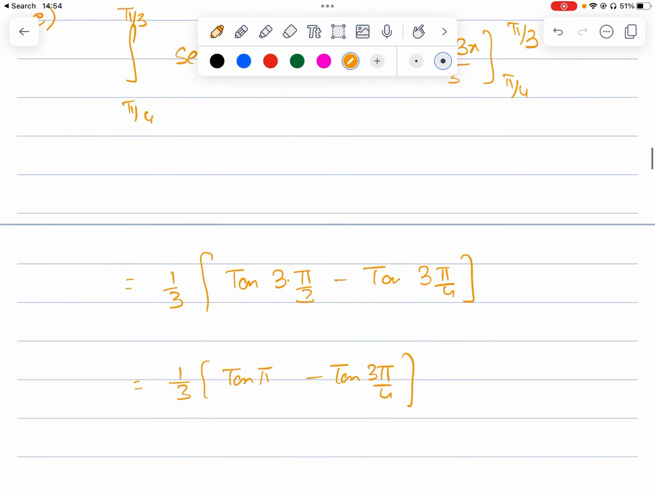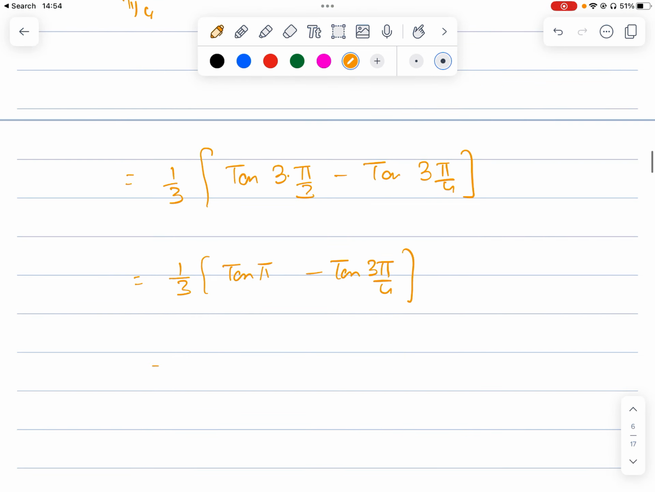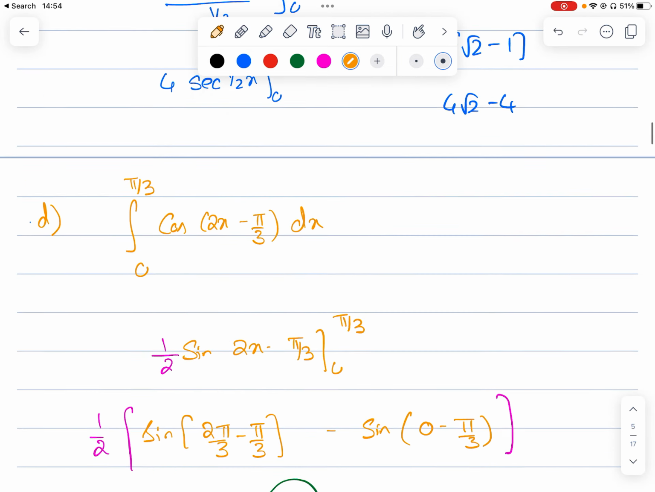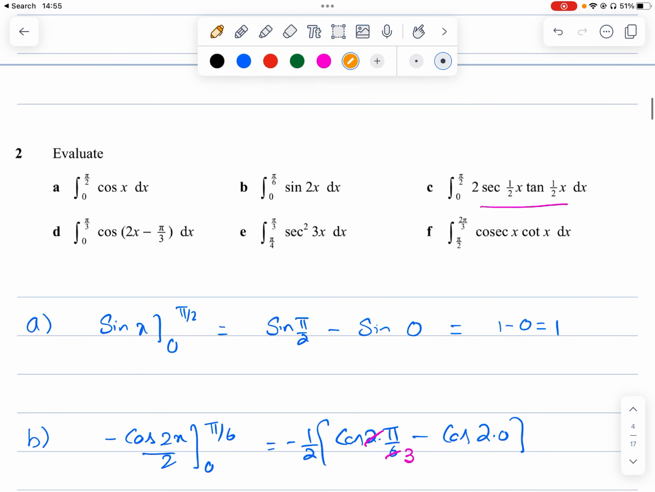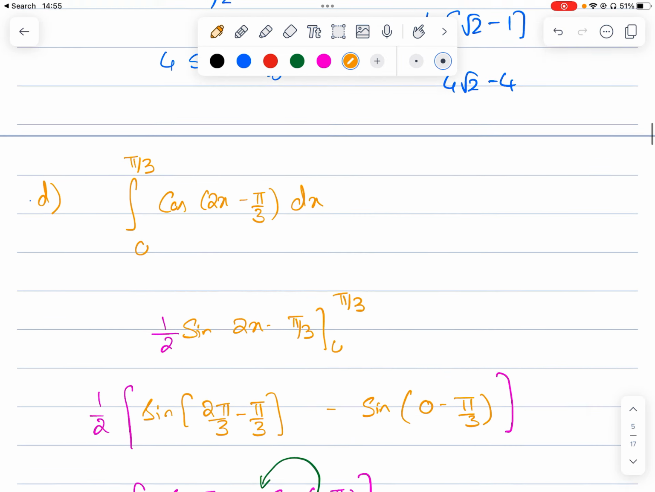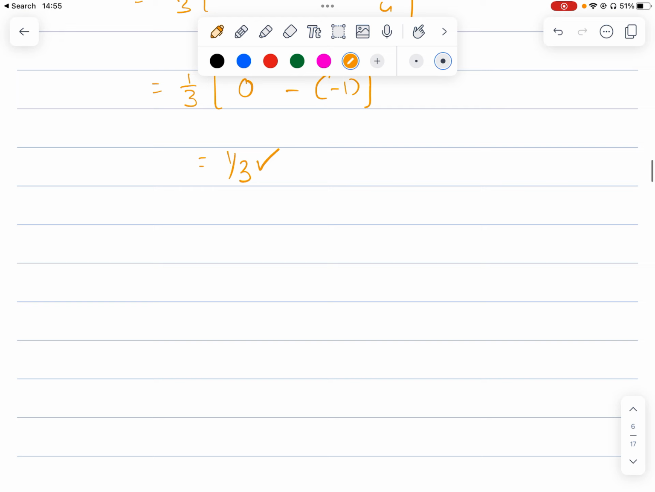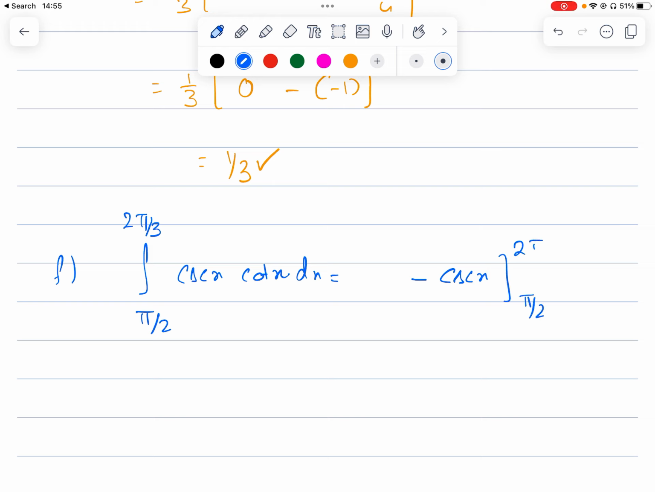3 times π/4. So 1/3 [tan π, which is 0, minus tan 3π/4, which is tan 135]. When you do it by calculator, you should be getting negative 1. So simplify that, and you should be getting positive 1/3. And finally, the integral of cosecant x cot x from π/2 to 2π/3.